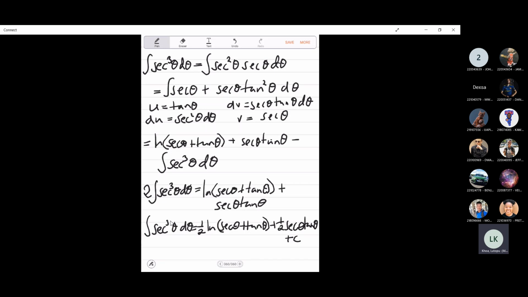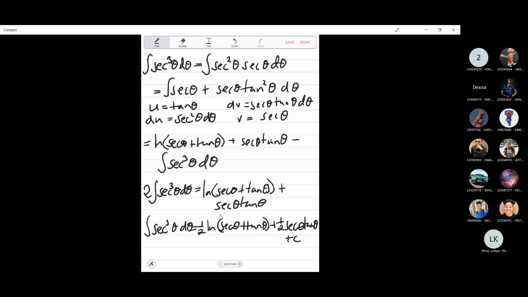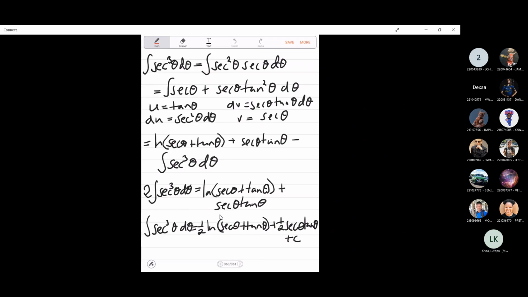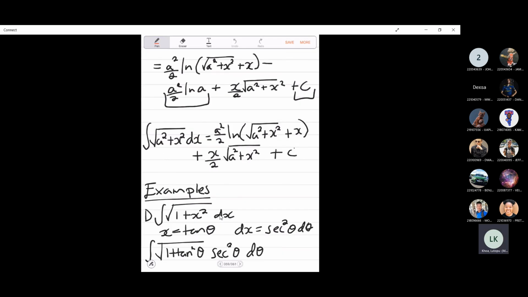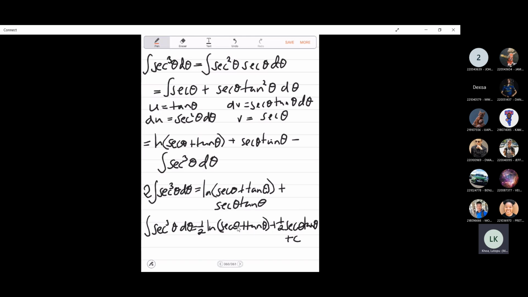So if you remember what we had here, this sec cubed theta is just the square root of 1 plus x squared dx. So we have, I should write down what we substituted first. So we said x is equal to tan theta. And this means that theta is tan inverse of x. And then we need sec theta, which we are going to substitute over here.